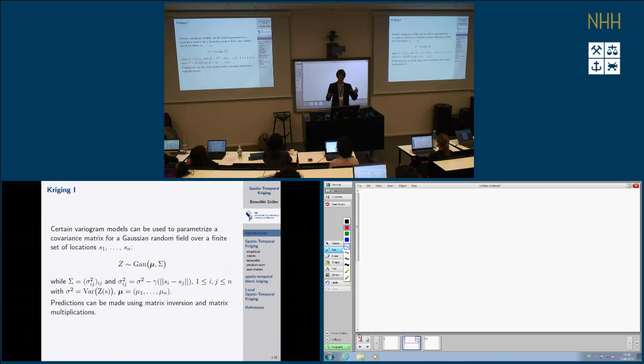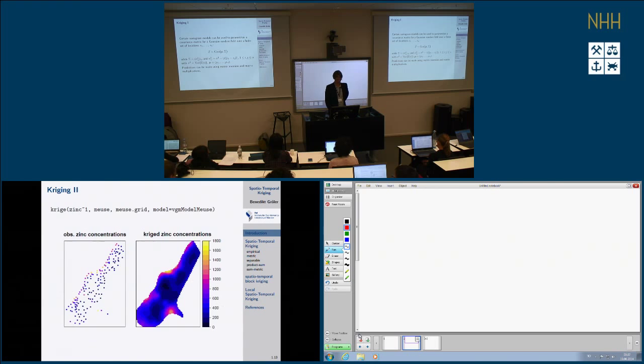So we get a huge matrix, and this huge matrix can now very easily be calculated and then inverted and multiplied with some tricks. And then we get an estimate for the points that we would like to have a prediction value for.